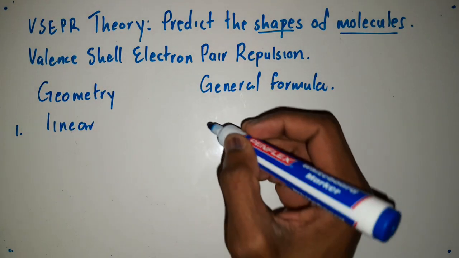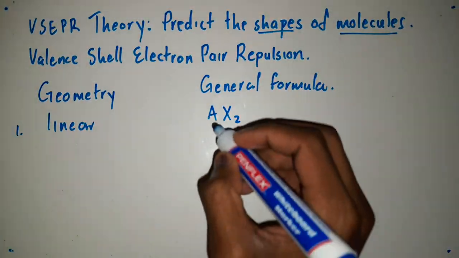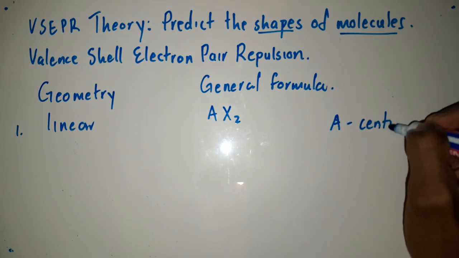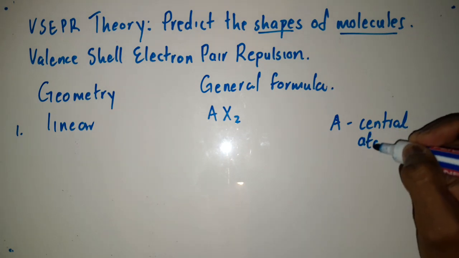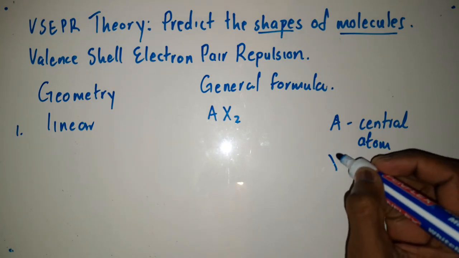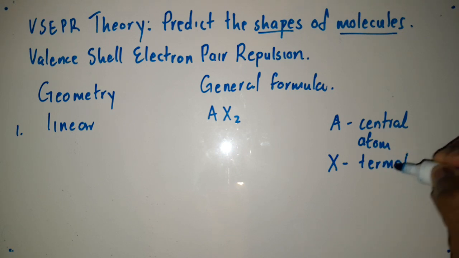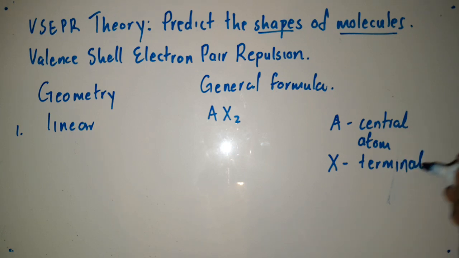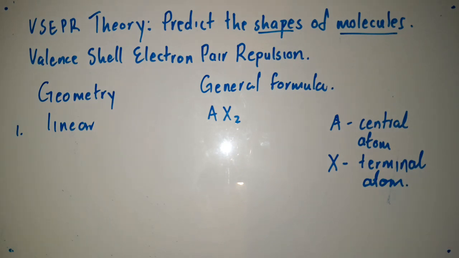Its general formula is given by AX2, where A is the central atom and X is a terminal atom. Do you understand? Then I'm going to use an example.